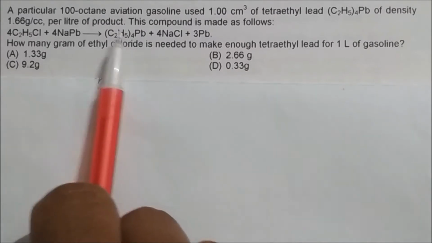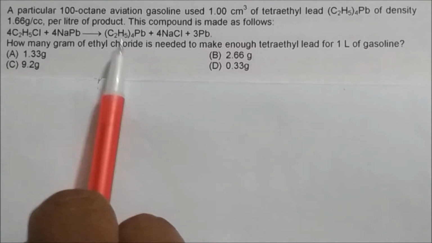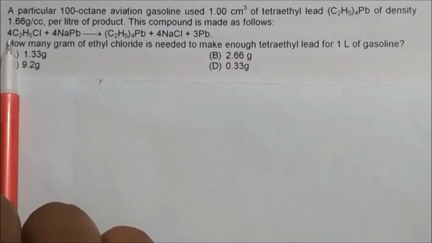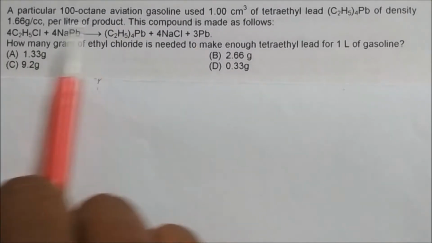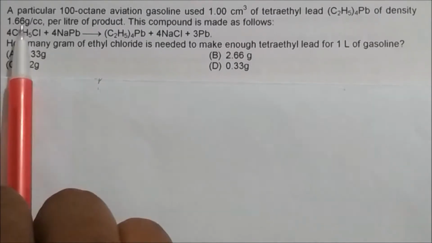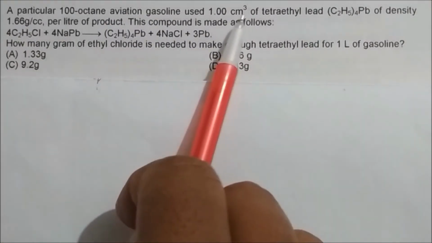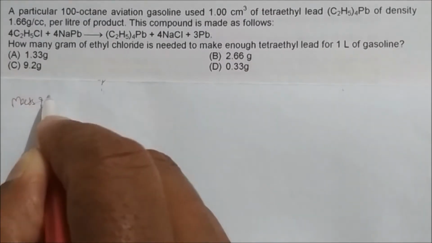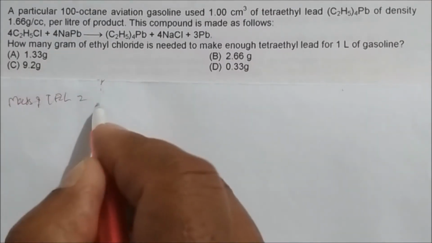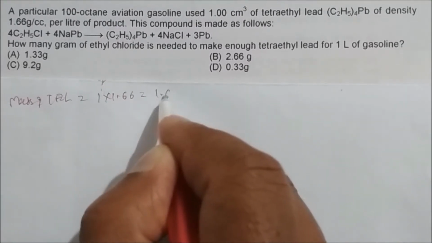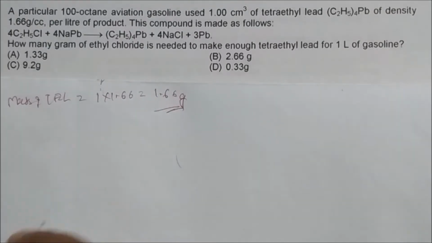Now the question is, how many grams of ethyl chloride are needed to make enough tetraethyl lead for 1 liter of gasoline? For 1 liter of gasoline, how many moles are required? We first have to find how many moles of tetraethyl lead are needed, then we can decide, because 1 mole gives 4 moles. The density of TEL is given, and the volume is given, so the mass of TEL will be 1 × 1.66, which is 1.66 gram.